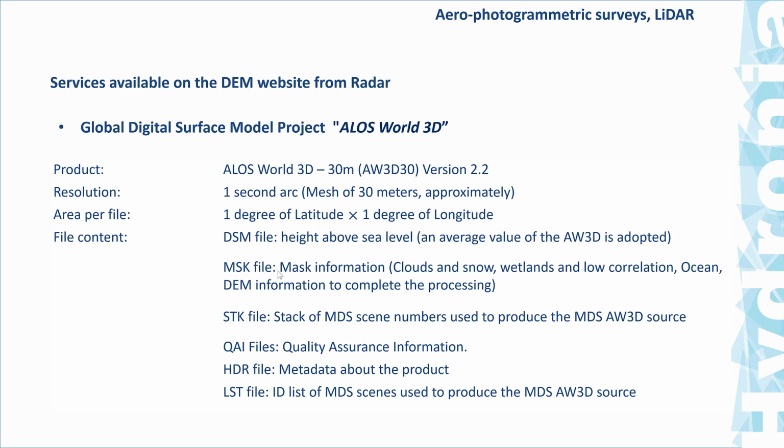This ALOS World 3D has many other characteristics that are indicated here about the resolution, and you have other quality information that you can also use to assess how good the image is for your particular area. Since these satellites are moving all the time around the world, the resolution that they get is not the same at all locations, and you have different parameters that you can use to assess how good that information is for your particular area.